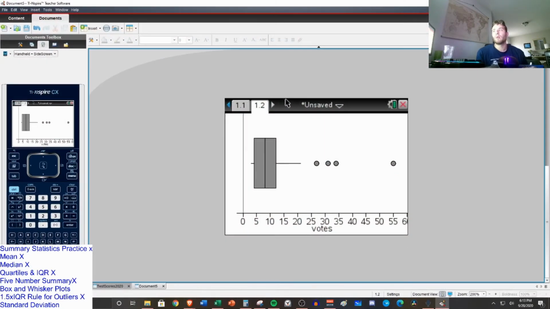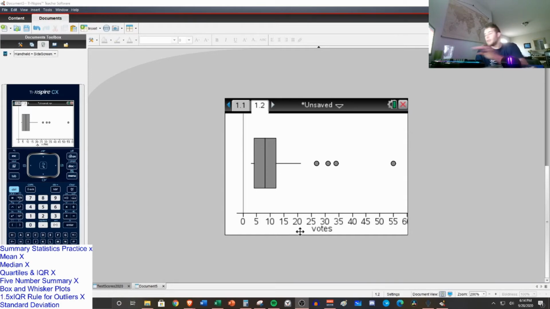Most of the time, you're going to want to use an Inspire calculator to help you with that. But even this one, you could put this in your notes very quickly. It does not take long, even with the outliers out here. Okay, super fast.